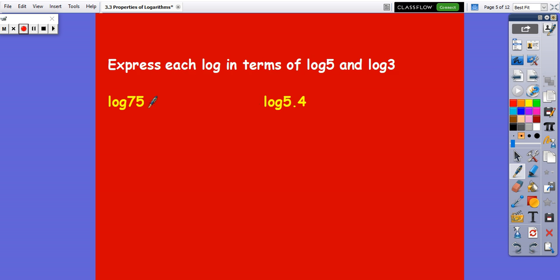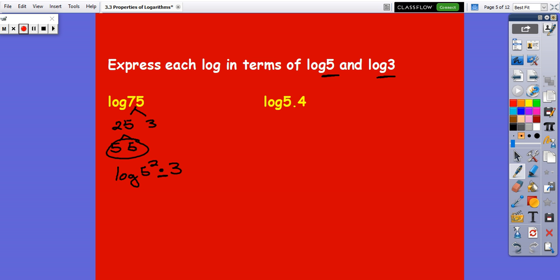So we're going to change this and express these logs in terms of log 5 and log 3. And they're common logs because there's no base number on there, so it's base 10. So I want to split this apart. This is going to be a 5. Well, let's go 25 times 3, and then a 5 times a 5. So this is going to be a 5 squared. So this is log of 5 squared times 3.